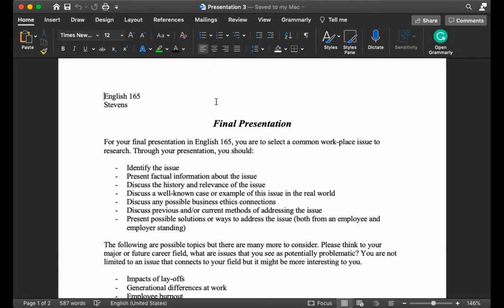I want you to think about your structure and your organization because there is so much here. The order here is kind of how I would move through this: identifying the issue, presenting some information about it, presenting the history of it, examples of it, moving into the ethical side of it, and then the solution side of the problem. So that's how I would move through this.